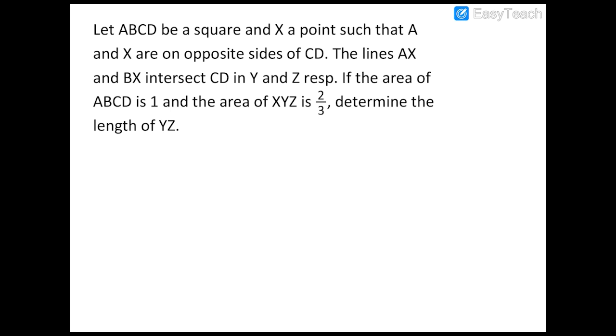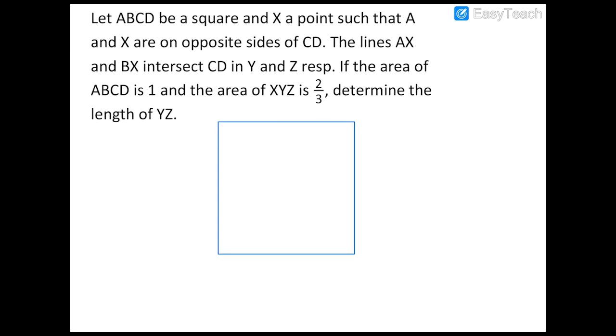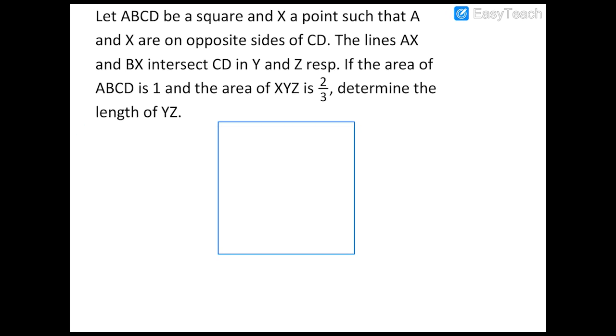Okay, so let me just quickly construct what I understand here. The question says we have a square like this and we have a point X. So if this is A and that's B, this will be C, that will be D. We say point X is opposite CD such that A and X are on opposite sides. So X should be a point there.